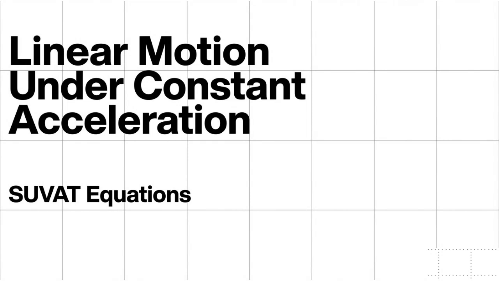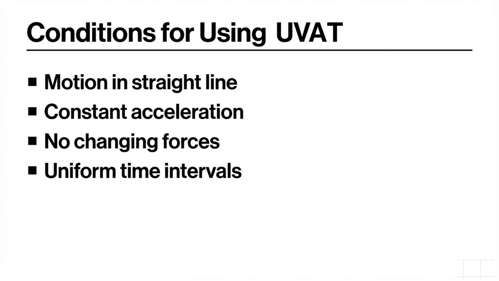Let's get started. To use SUVAT effectively, the motion must be in a straight line, ensuring we can analyze the displacement and velocity clearly without changing directions. The acceleration should remain constant throughout the motion, meaning it doesn't speed up or slow down unevenly. It's also important that no external forces change during the interval, so the motion stays predictable. Finally, measurements or observations need to be taken at uniform time intervals to keep the data consistent for analysis. Meeting these conditions helps us apply the SUVAT equations accurately and understand the motion precisely.